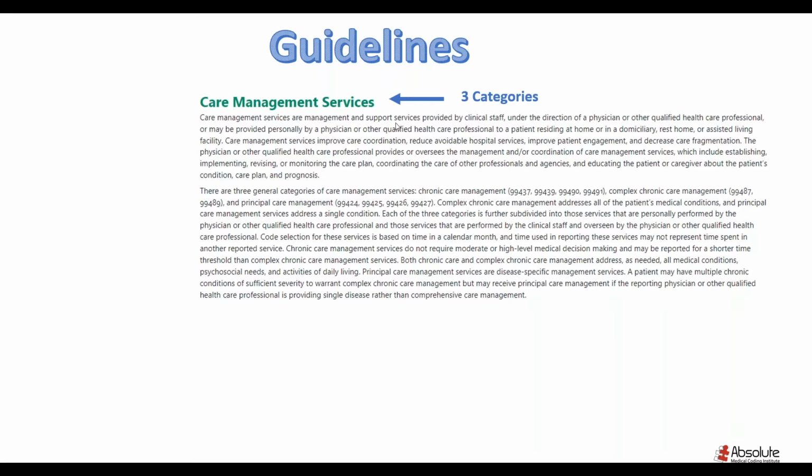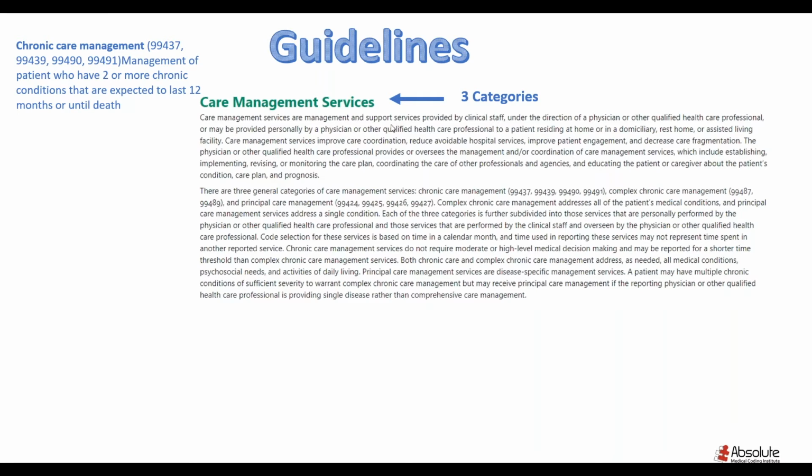So there are three categories of care management services provided. One is chronic care management service. The CPT codes 99437, 99439, 99490, 99491 are used for chronic care management of patients who have two or more chronic conditions that are expected to last 12 months or until death.